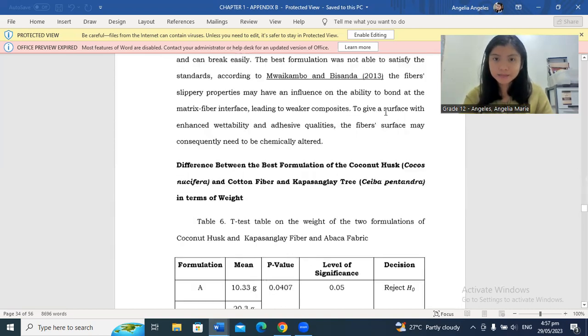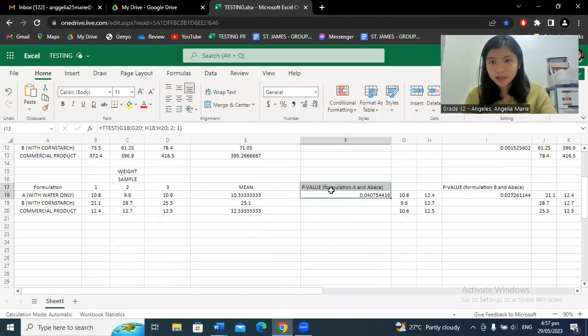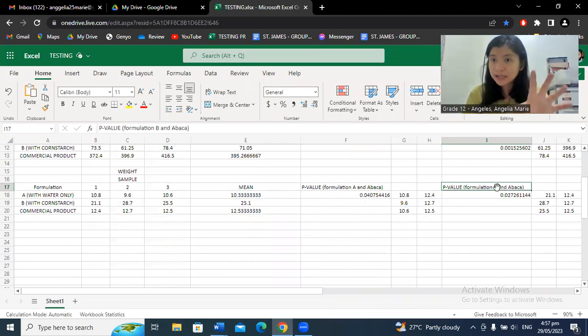So, in here naman, for the last one, for the last category is weight. Dito naman, formulation A ang ginamit natin because, again, the lighter the weight, the better. Okay? So, again, we're just going to compare the mean of the best formulation of the experimented fabric and the mean of the commercial fabric in terms of weight to get the p-value. Okay, so let's do it again. Again, for this category naman, formulation A ang gagamitin na natin.